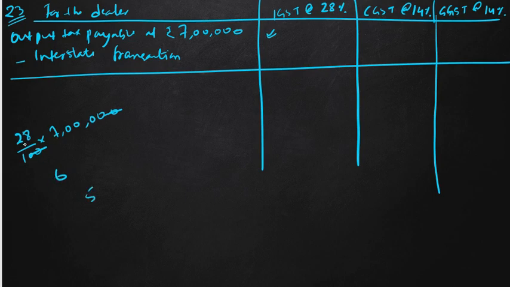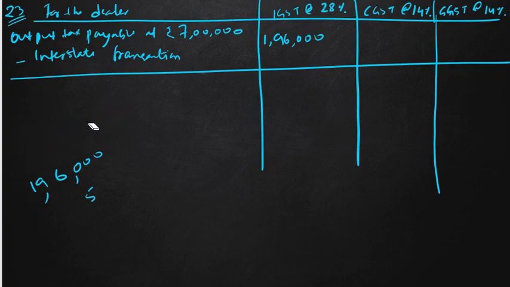28% means 28 by 100 into 7 lakh. If we calculate, 7 8s are 56, carry 5, 7 twos are 14, 14 plus 5 is 19, then 3 zeros. So it is 1,96,000. So 28% of 7 lakh will be 1,96,000.